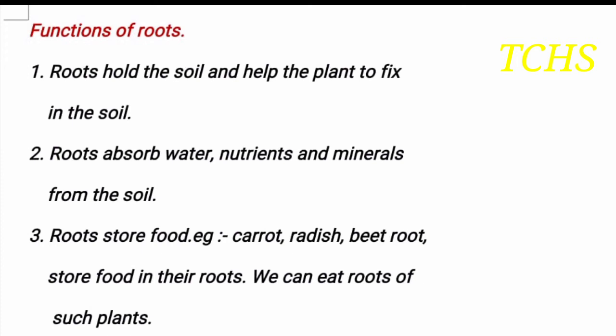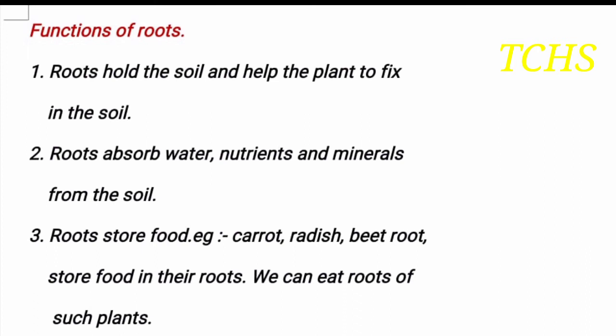Next, second one, roots absorb water, nutrients and minerals from the soil. For a plant to grow, we will pour water to a plant. So where we will pour? In the soil. So roots will absorb the water, and we will use pesticides, manure, and these will help the plant to get the nutrients as well as minerals from the soil. So the plants will absorb water, nutrients and minerals from the soil and supply to the whole plant.